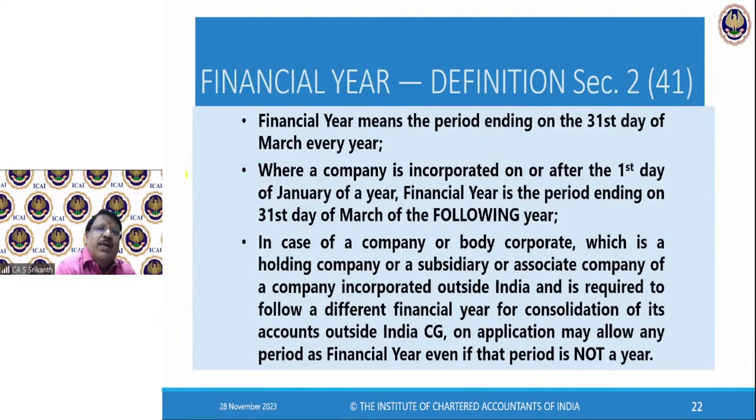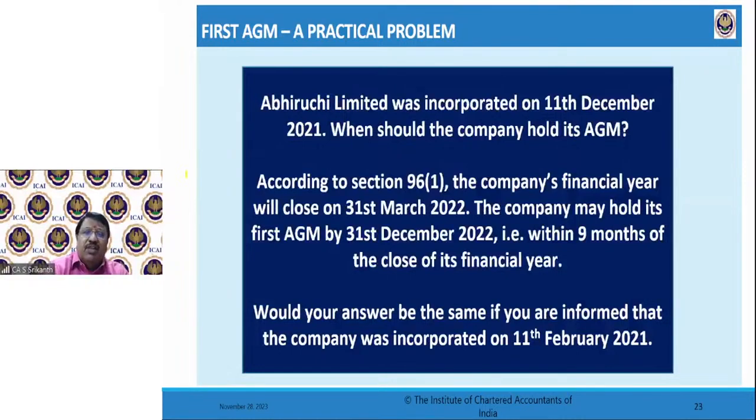Where a company is incorporated on or after 1st January, then the financial year will end on the 31st March of the next year. So when the company is incorporated on 11th February, you cannot have it end on 31st March 21. It has to go to 31st March 22. If it goes to 31st March 22, then the first AGM will be held within 9 months, that is 31st December 22. The answer will be the same. The answer will not change. That is the correct answer.